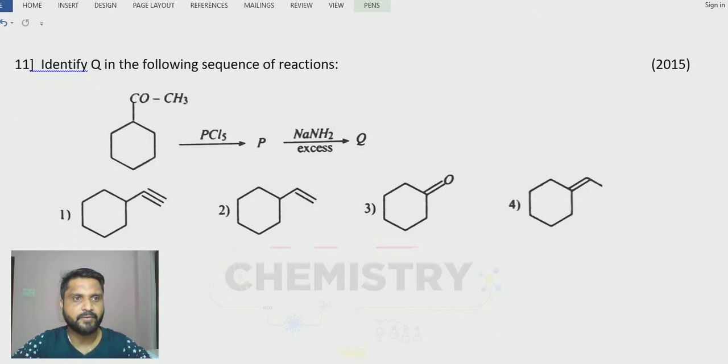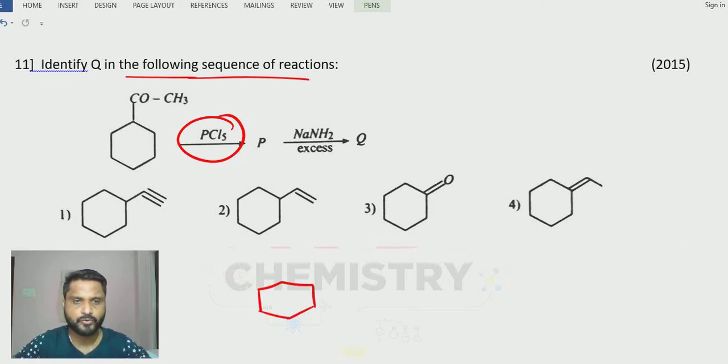Question number 11. Identify Q in the following sequence of reactions. A compound is treated with PCl5. This would give rise to cyclohexane with two Cls attached, removing that oxygen group from here, and then we have CH3. This is the compound P.